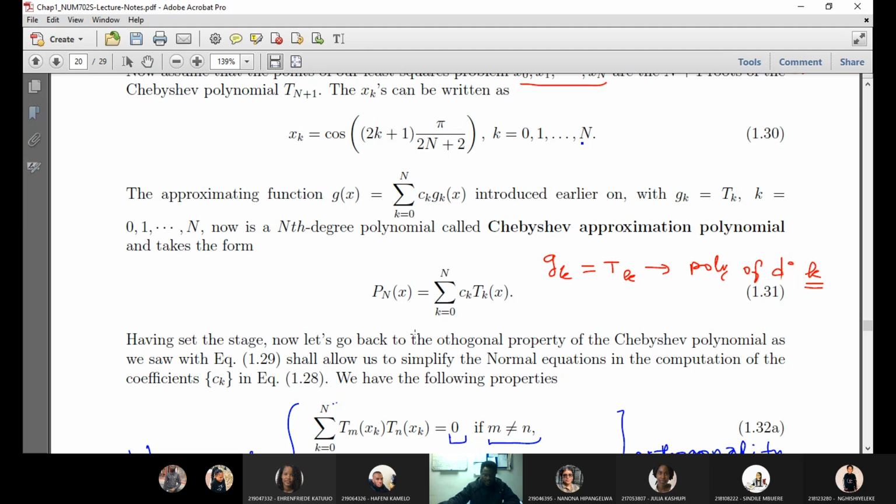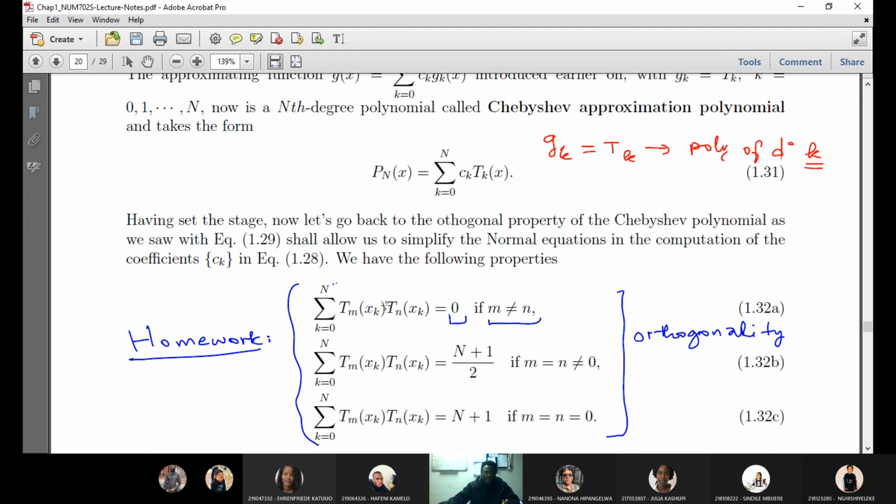Now, this is what we have. And we know already from the least square, we don't need to perform the least square again. We know, of course. Now, this is a homework.